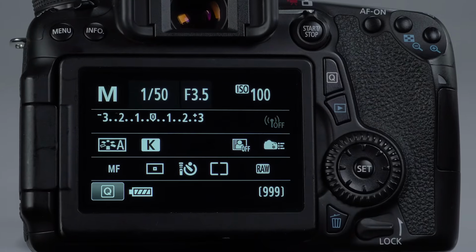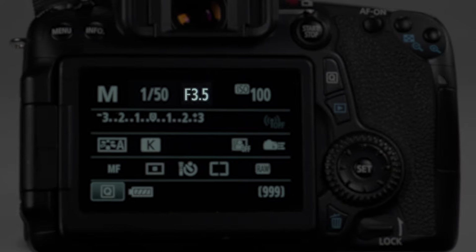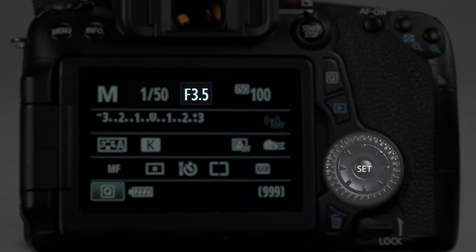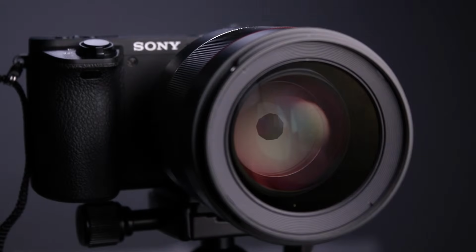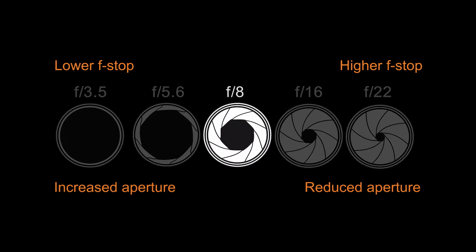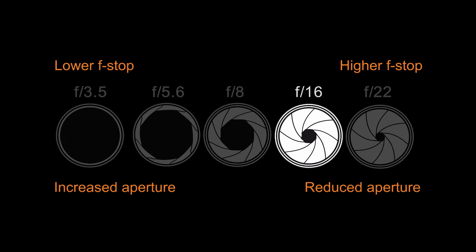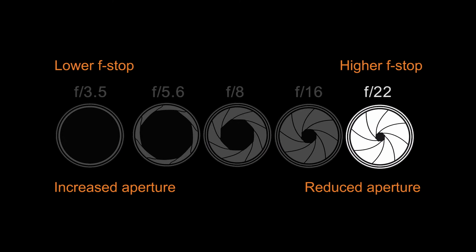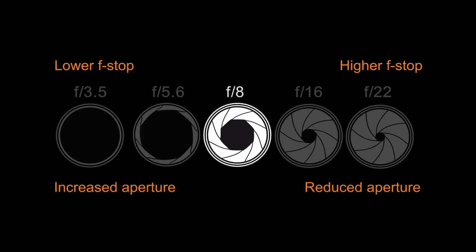Depending on the camera, the aperture can be adjusted through the menu screen or by using a dedicated aperture dial or button on the camera body. Increasing or decreasing the f-stops will determine the size of the aperture hole. For example, increasing the f-stop reduces the aperture, and decreasing the f-stop increases the aperture.